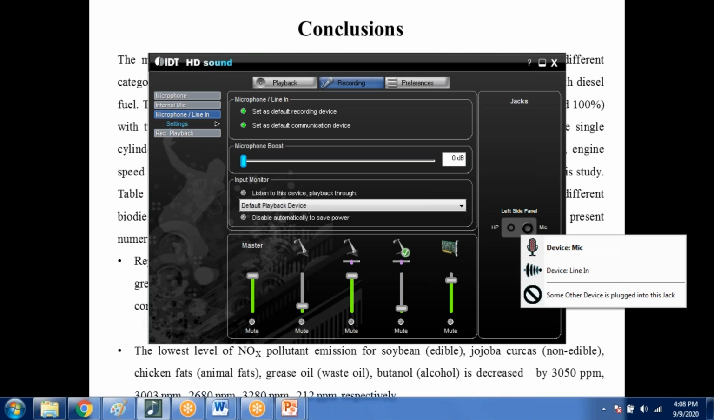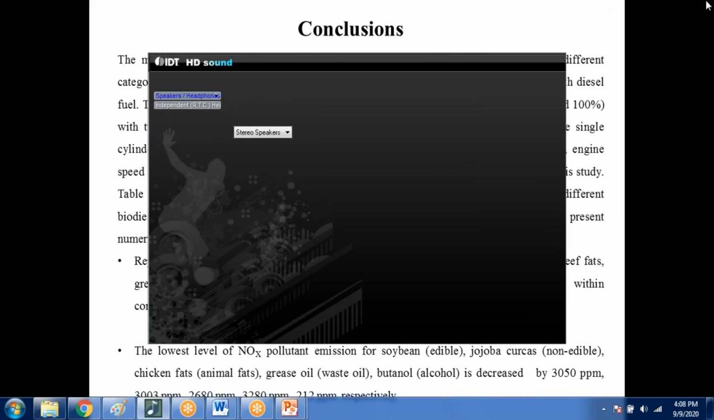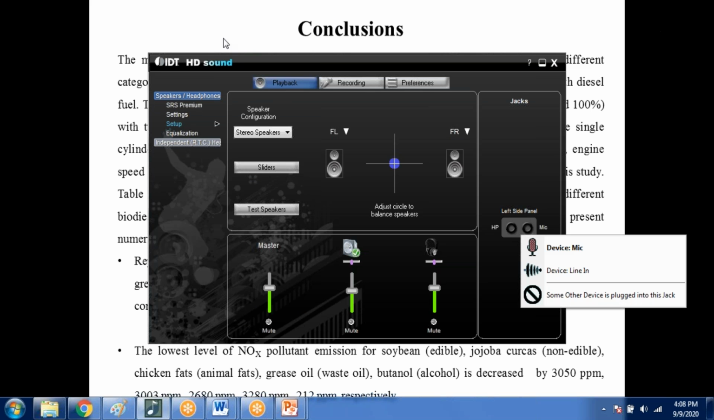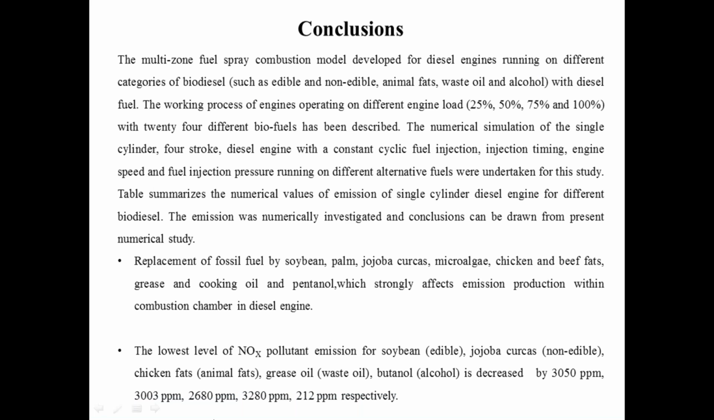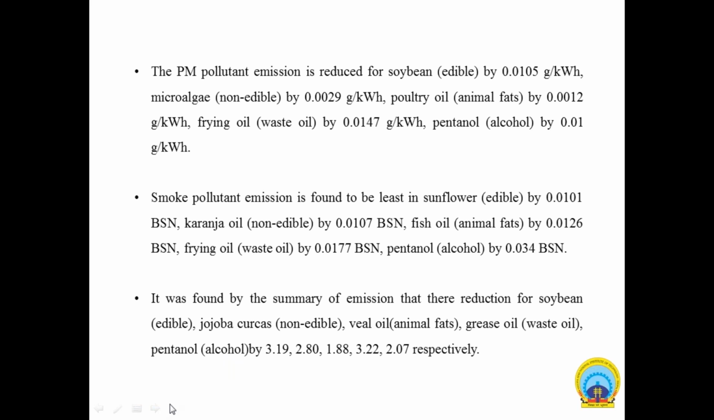Okay. So the lowest level of NOx pollutant emission is for soybean, that is edible, and for jojoba, that is non-edible, and chicken fat, animal fat, is related to this. And go to next. This is also related to this case study. The smoke pollutant emission is found to be lowest in sunflower, an edible oil.